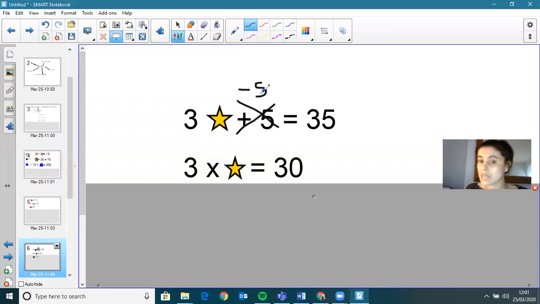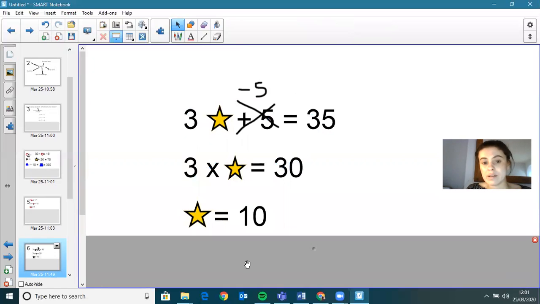Well, 35 take away 5 is 30. Therefore, you know that 3 times star equals 30, which is what I've written down here. Okay. So 3 times star, that must be 10. 3 times 10 equals 30. Yes, that makes sense. Yes, that works.